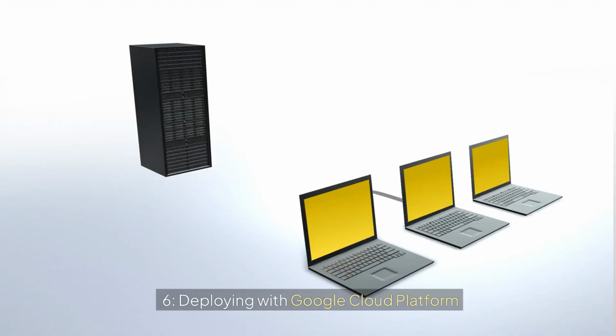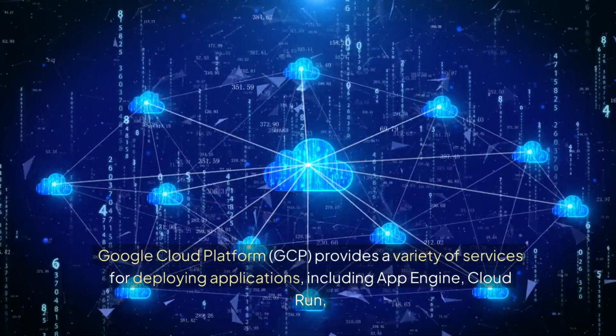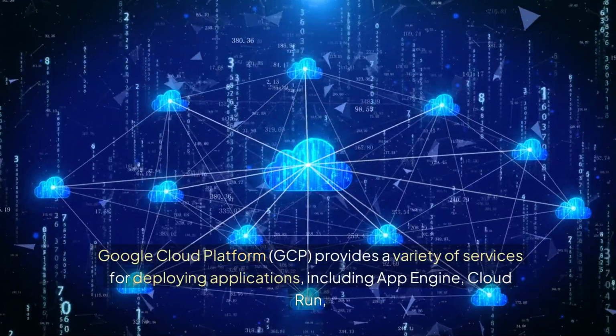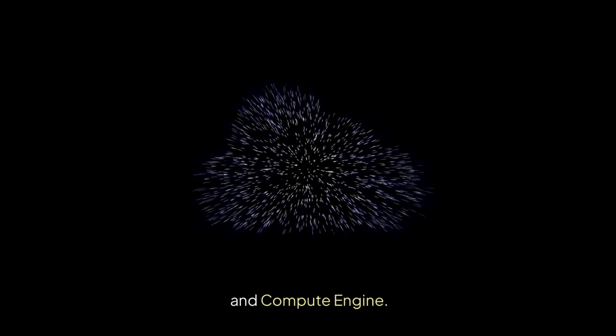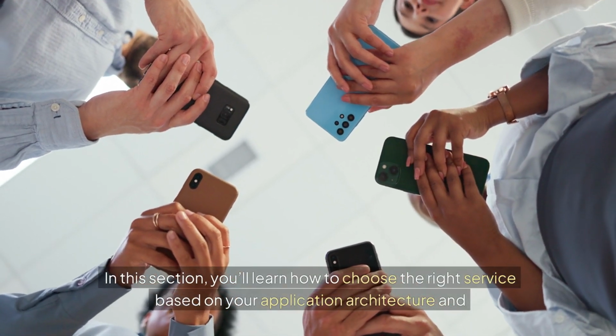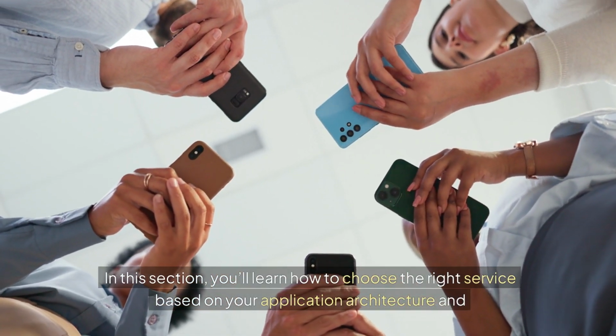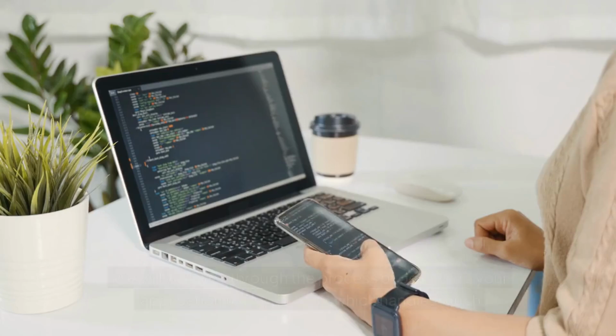6. Deploying with Google Cloud Platform. Google Cloud Platform, GCP, provides a variety of services for deploying applications, including App Engine, Cloud Run, and Compute Engine. In this section, you'll learn how to choose the right service based on your application architecture and requirements.